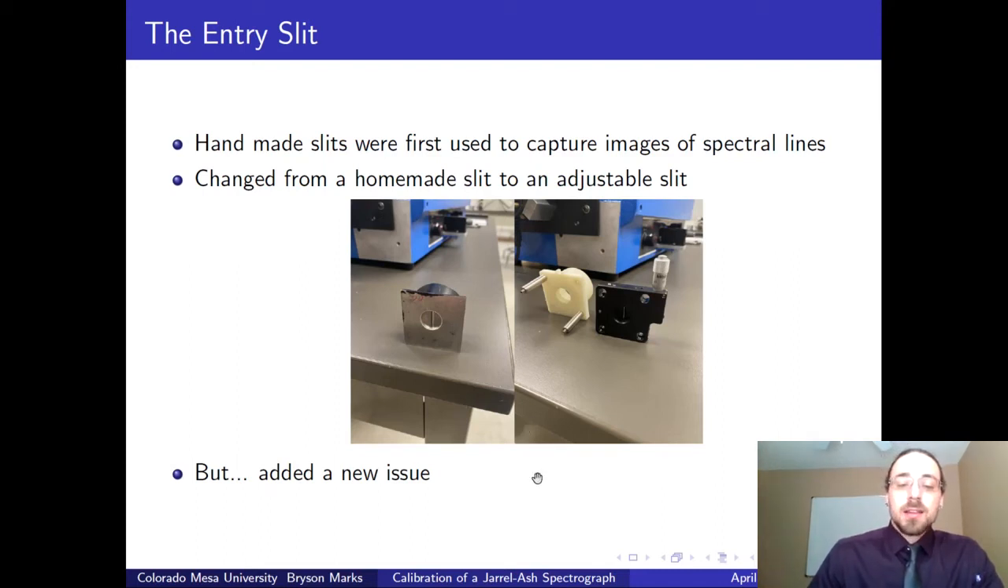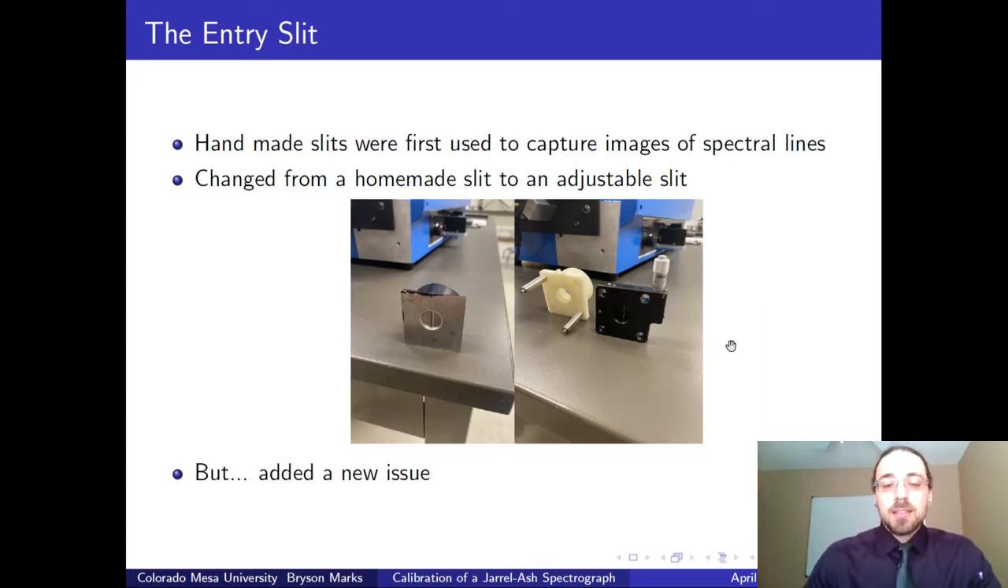That led me to designing this 3D printed mount in SolidWorks and having the engineering department 3D print this mount. This 3D printed mount is for this adjustable slit that we bought from Thorlabs. This adjustable slit worked great because now we can have nice, crisp spectral lines without imperfections due to the manufacturing process of the razor blades, and we can also adjust the width of these entry slits.